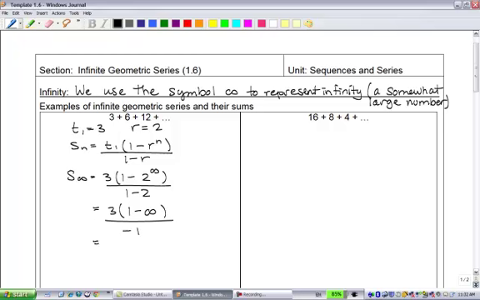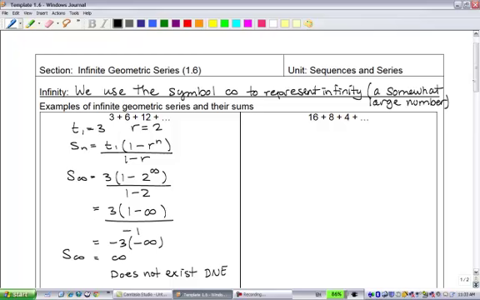3 divided by negative 1 is negative 3. 1 minus infinity is basically negative infinity. And negative 3 times negative infinity is infinity. So we see that if we add up infinitely many numbers, we're going to end up with an infinite sized number, infinity. We could also say that this does not exist, or use the letters DNE.